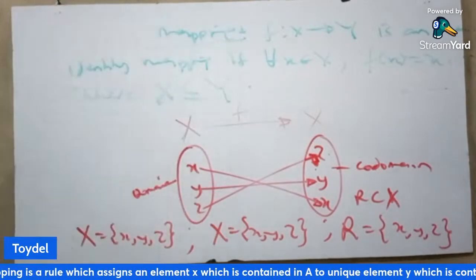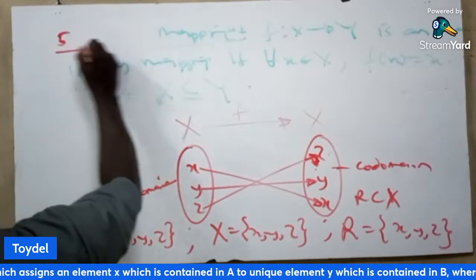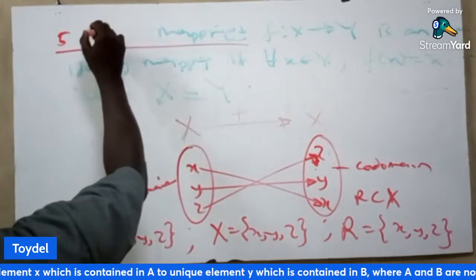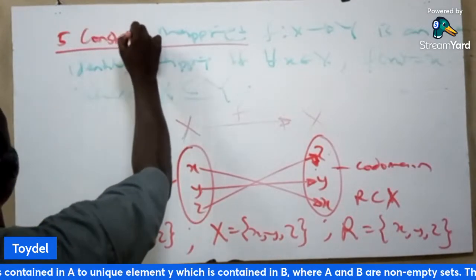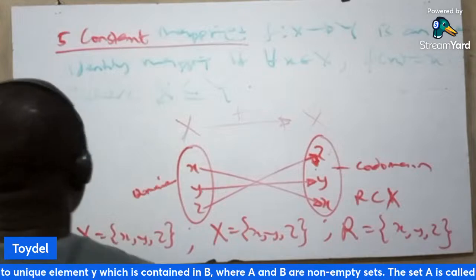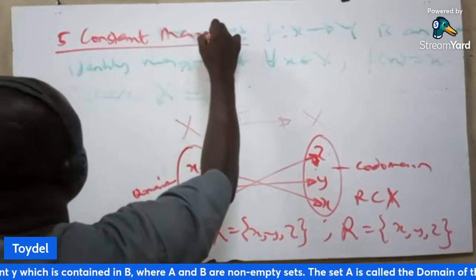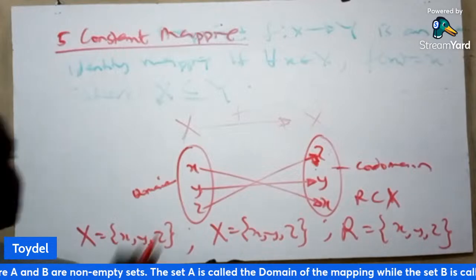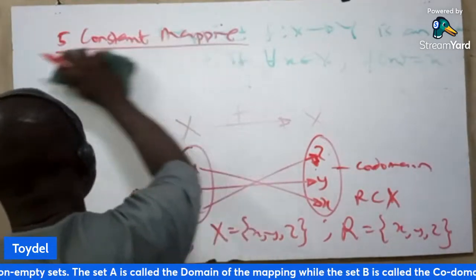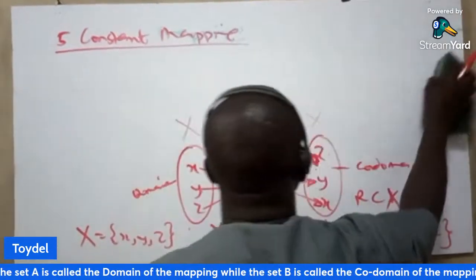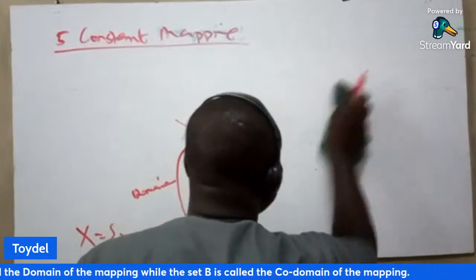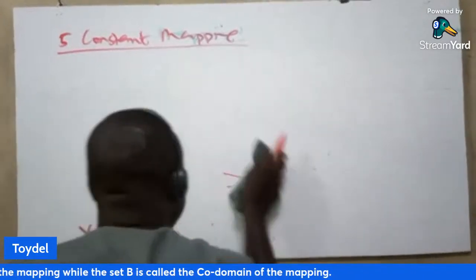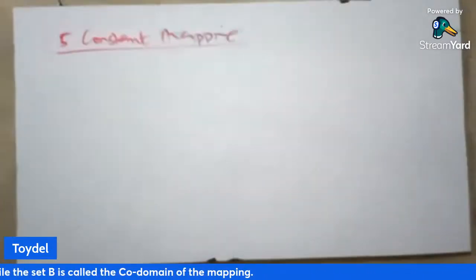Then I will introduce the fifth one, which is called the constant mapping. So we can have constant mapping. So under constant mapping, what is the uniqueness there? Under constant mapping, every element at the domain will be mapped into just a single element at the codomain, and that is what makes it constant mapping. Every element at the domain.